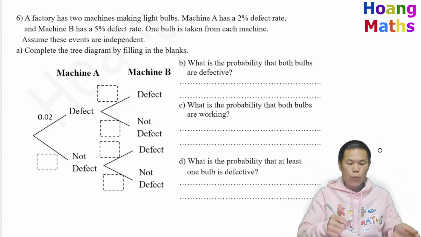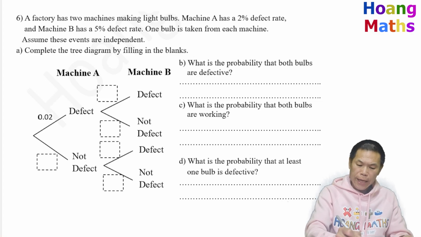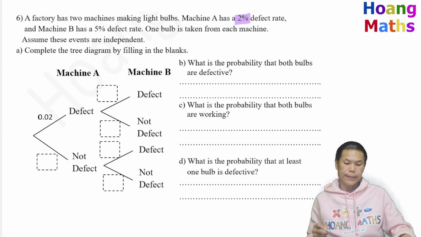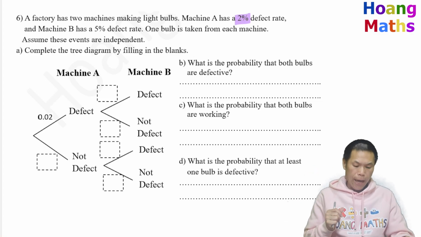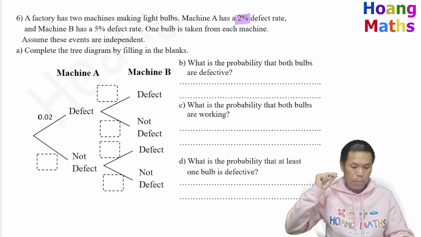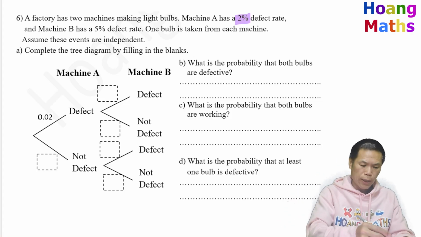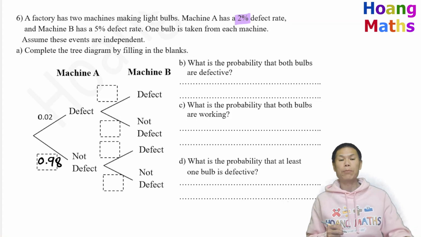So first of all, we know that the probability of defect for machine A is 2%. So that means 0.02. Okay. And then not defect will be 1 minus that. So 1 minus 0.02 is 0.98. So not defect will be 0.98. So keep that in mind.